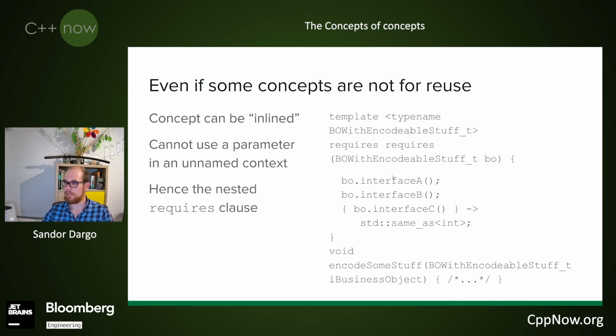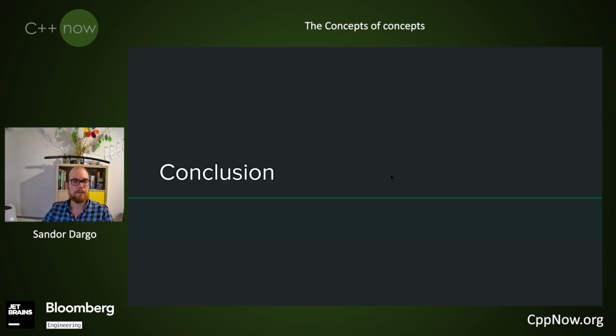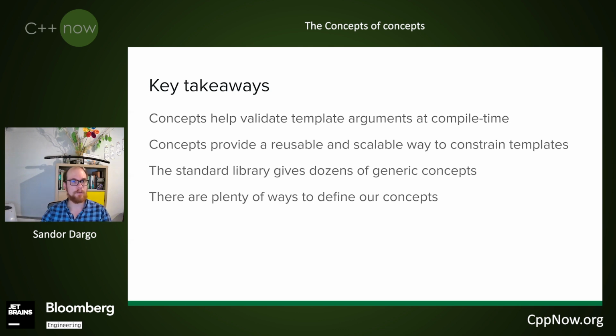So it's time for conclusion. Today we learned about concepts. We learned that they are here for us to validate template arguments at compile time, which was already possible before, but we didn't have a reusable and scalable way to do that. Now we have it with concepts. And the standard library already gives us about 50 quite generic concepts that we are free to use. In fact, the core guidelines recommend us to use these standard concepts whenever it's possible.